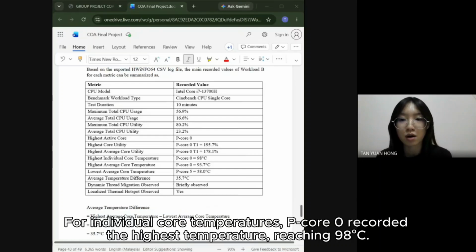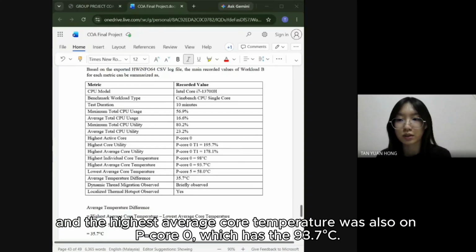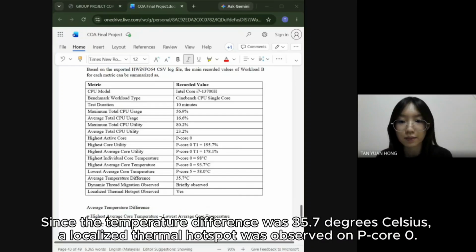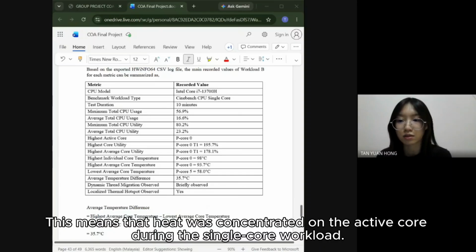So for individual core temperature, P core 0 recorded the highest temperature, reaching 98 degrees Celsius, and the highest average core temperature was also on P core 0, which is 93.7 degrees Celsius. The lowest average core temperature was P core 5 with 58.0 degrees Celsius. Since the temperature difference was 35.7 degrees Celsius, a localized thermal hotspot was observed on P core 0. This means that the heat was concentrated on the active core during the single core workload.